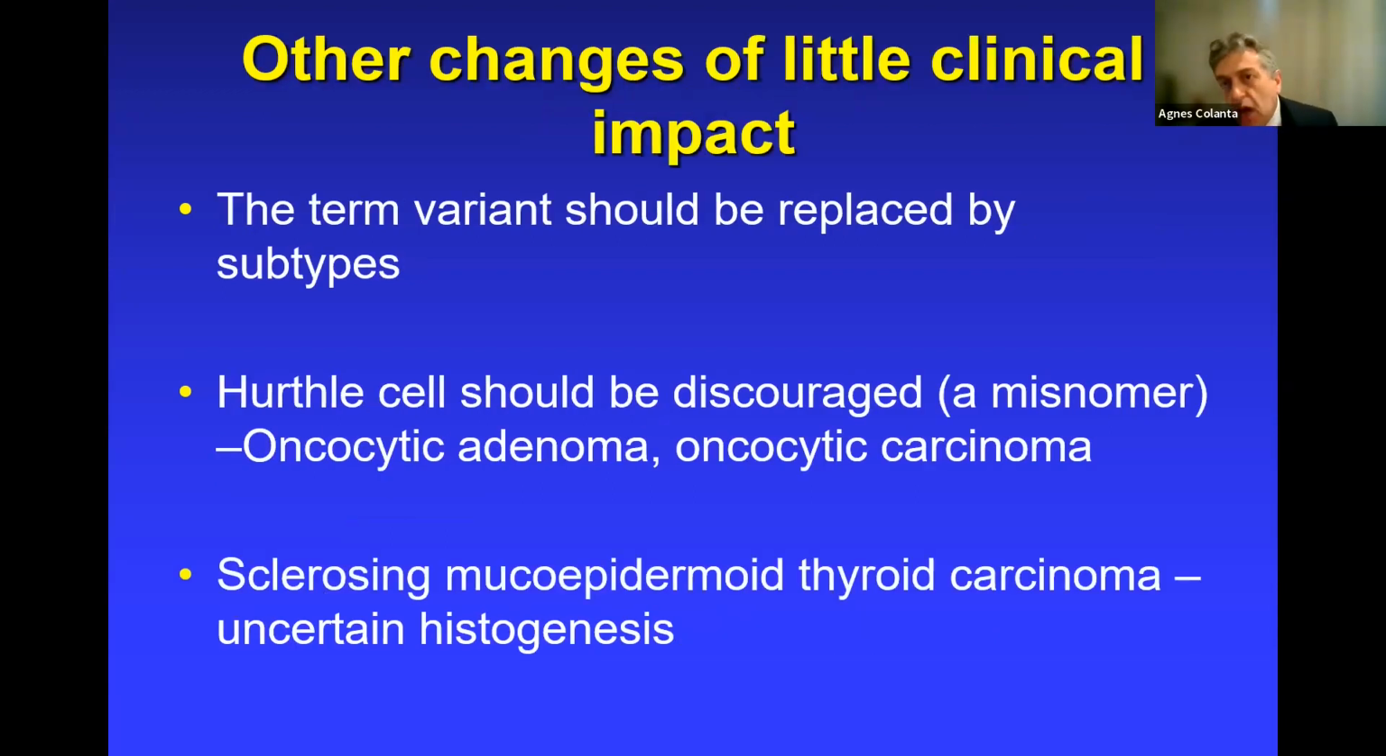Now, there are also other changes, which in my opinion are of relatively little clinical impact. For example, the term variant is replaced by the term subtype. Because Hürthle cell is a misnomer, we prefer to use the term oncocytic adenoma and oncocytic carcinoma. The entity known, a very rare entity known as sclerosing mucoepidermoid thyroid carcinoma, is considered a tumor of uncertain histogenesis.